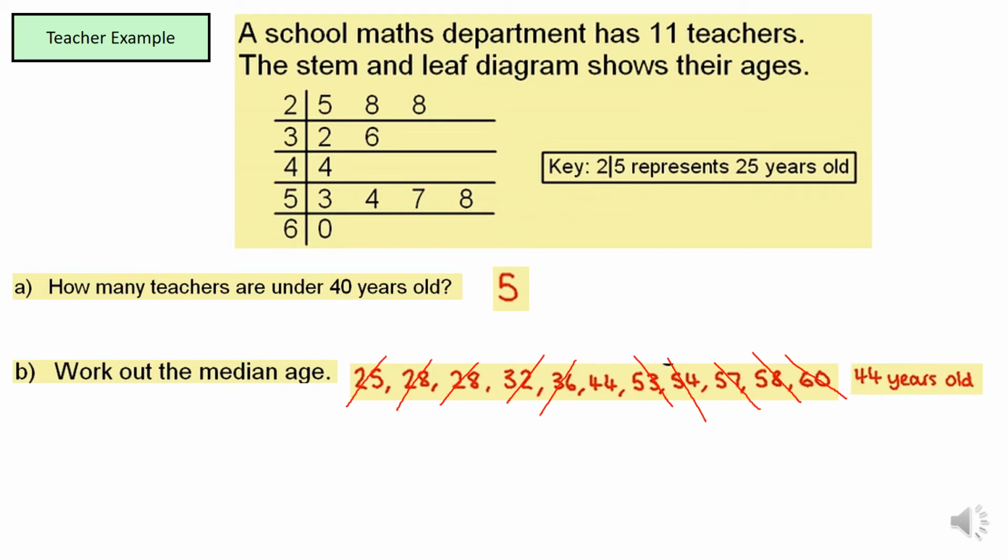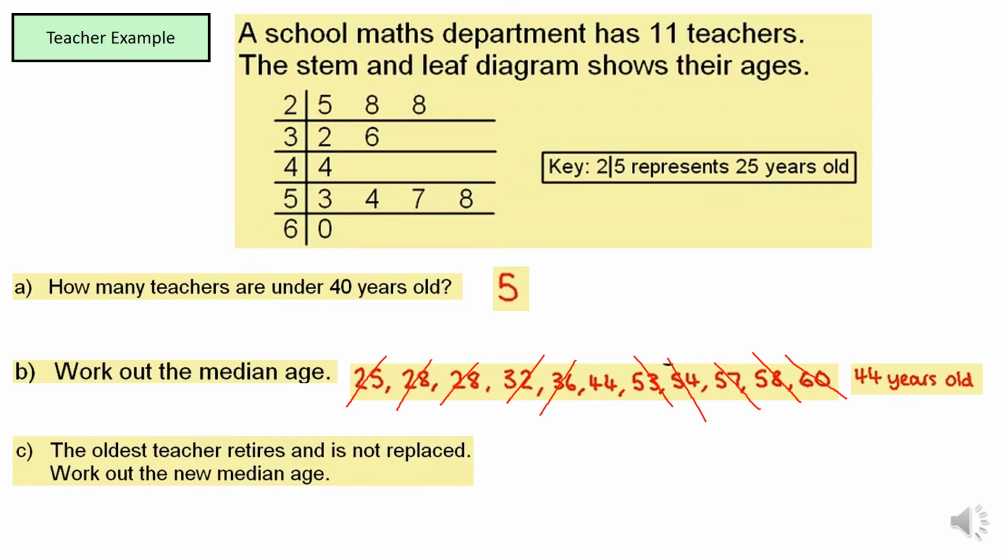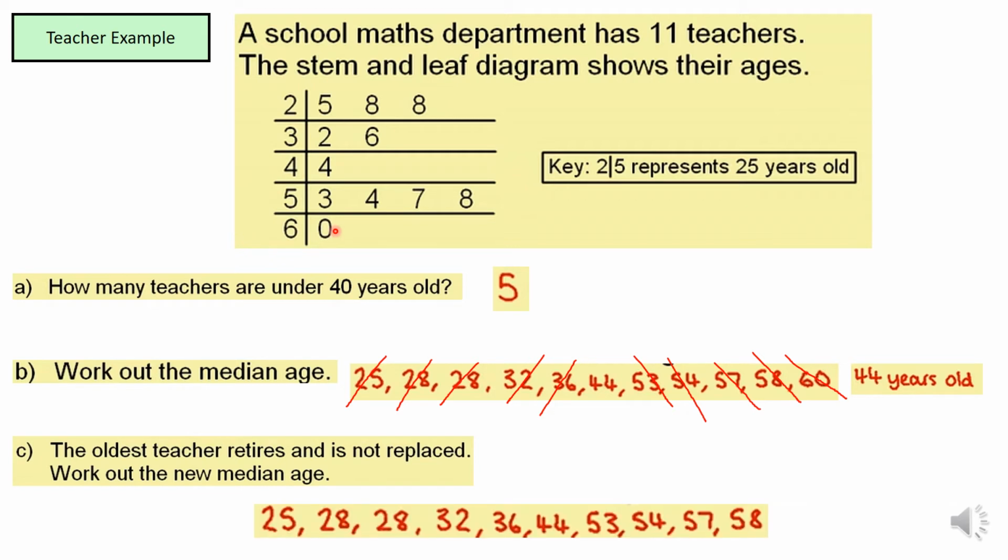44 years old. And then the third part of the question says the oldest teacher is retired and is not replaced. Work out the new median. So I know the oldest teacher is 60 years old. That would be the last piece of your data, 60. So we don't have that anymore. It's gone, it's retired. So I'm going to write all the data again, but this time I'm not going to include 60. There we go.